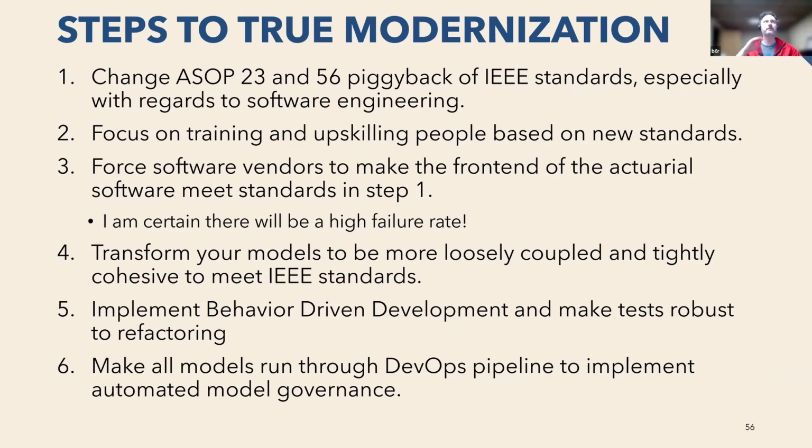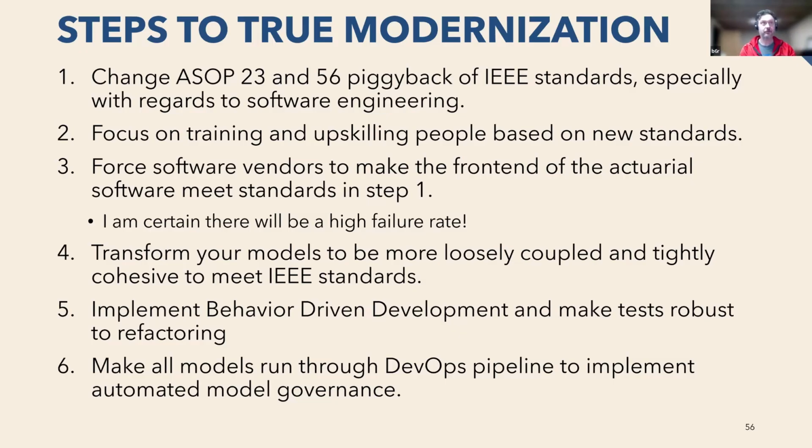So, steps to modernization. Change ASOP 23 and 56 to piggyback off IEEE, especially regarding software engineering. Focus on training and upskilling people based on these new standards. Again, modernization isn't a technology issue, even though I've been talking about technology issues. What I'm trying to do is make the people more productive, make the people be able to comprehend the model faster, and be able to get changes and understand if they mess anything up faster. It's about the people, not the technology.